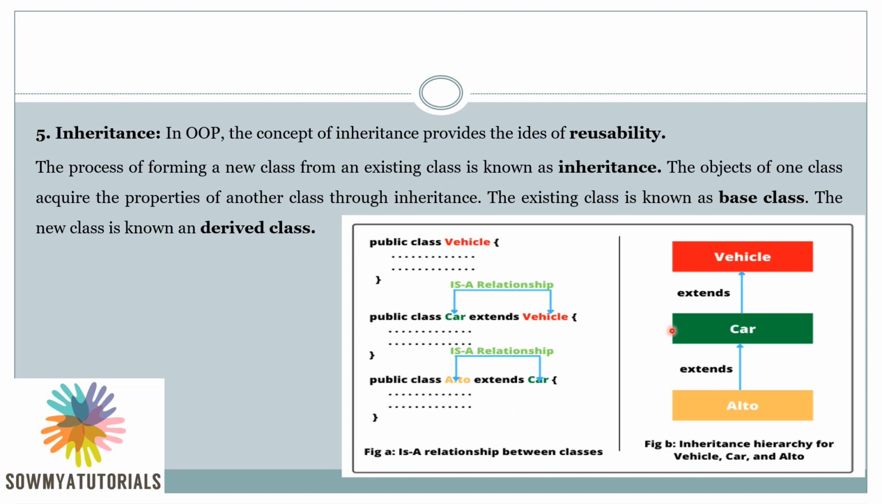The car is also one class. It acquires the properties from the vehicle class. So this is one real life example for inheritance.